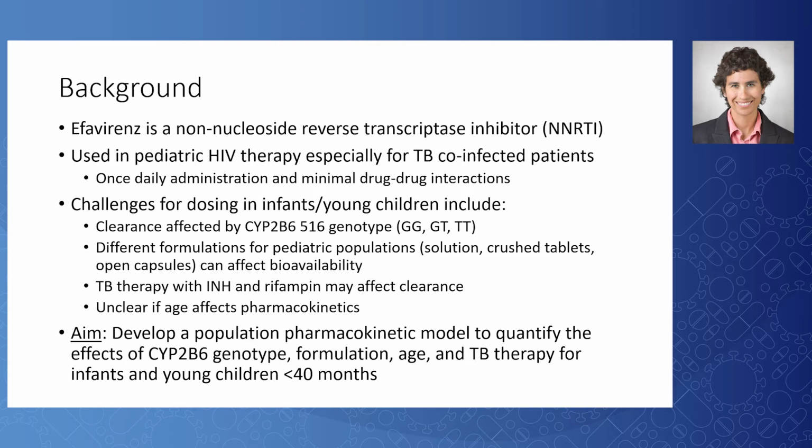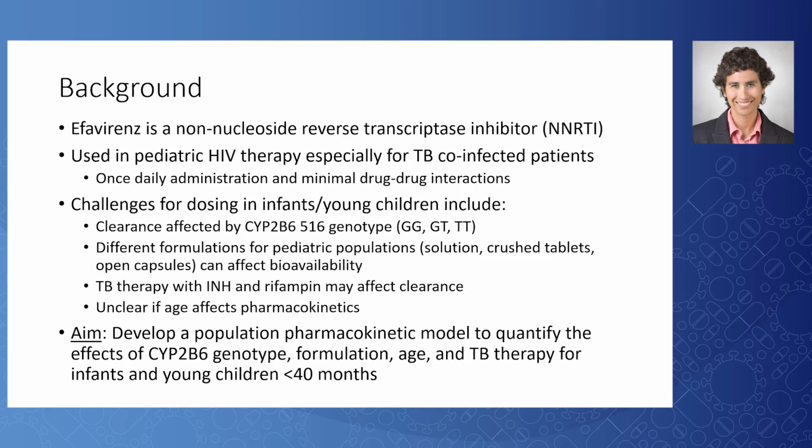Firstly, clearance is affected by CYP2B6 genotype. The three genotypes are GG, GT, and TT. Prior studies have looked at giving one dose to the GT and the GG genotypes and a lower dose to the TT poor metabolizer genotype, but it may be that all three genotypes require a different dose.